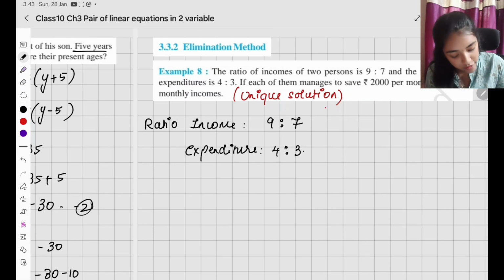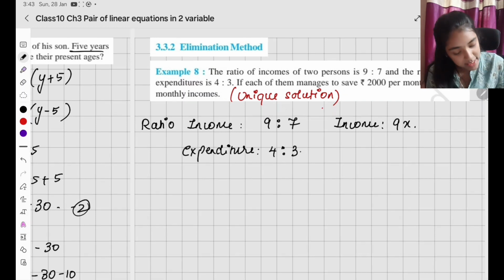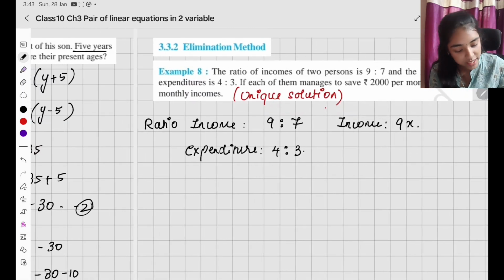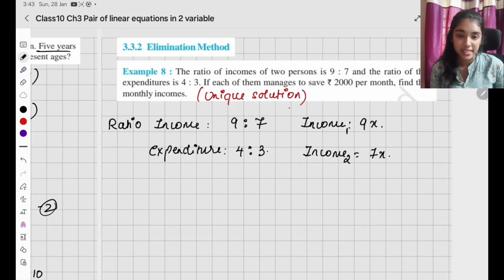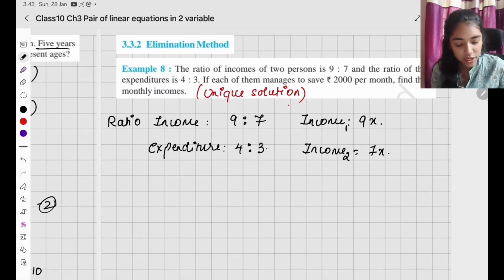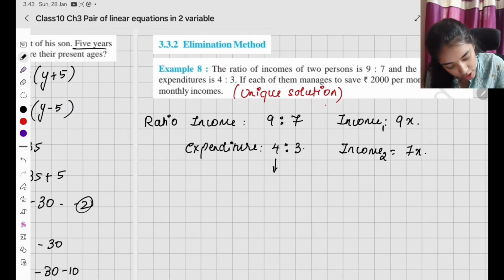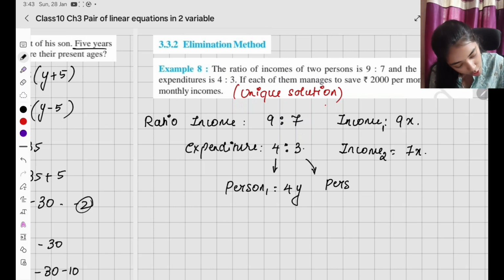Okay, so ipo first person oda income, let us take it as 9 into x. Ena 9 irukilla, so first person oda income is going to be 9x and the income of the second person is going to be 7x. So this is how you take it. So first person oda income is going to be 9x and the second person oda income is going to be 7x, and person 1 oda expenditure is going to be 4y and the expenditure of person 2 is going to be 3y.